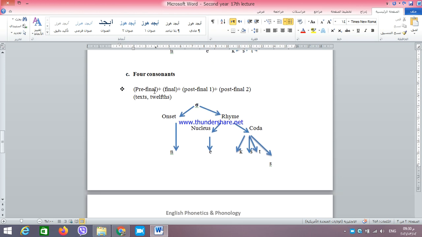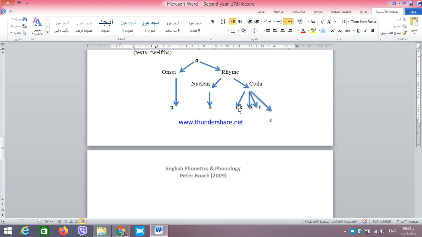Can we have 4 consonants under the coda position? Yes. We have pre-final, we have final, then we have post-final 1 and post-final 2. Okay? Like texts, 12ths. In this case, we are having 4 consonants here, 4 branches. This is for k, this is for s, this is for t, and this is for s. Texts. Okay?